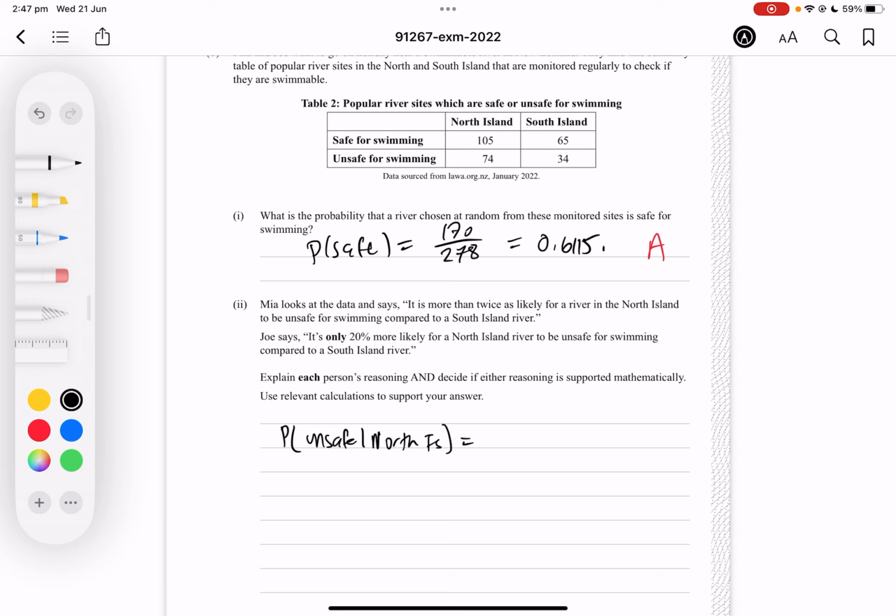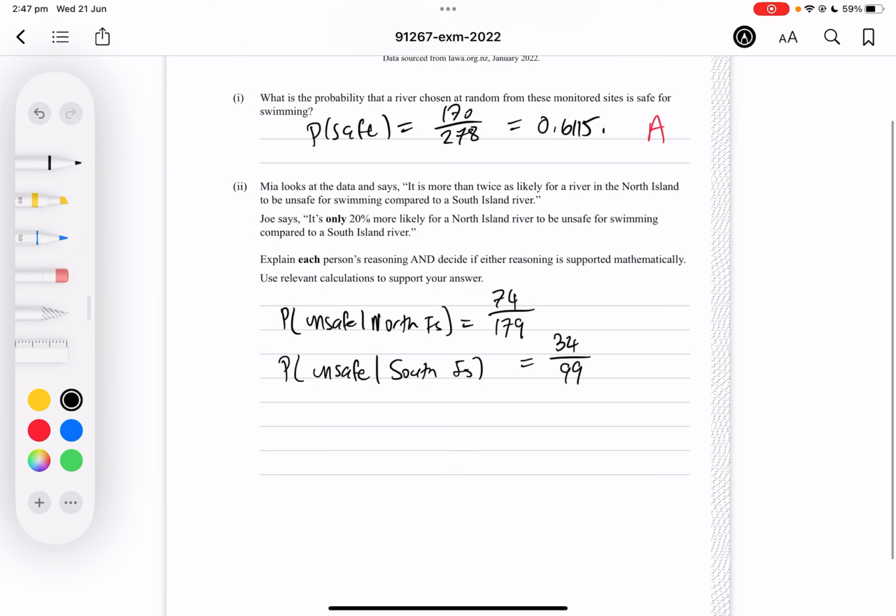And that will be equal to 74, so unsafe over the total, which is 179. And we're going to look at P unsafe, given that it's a South Island. That's equal to the total unsafe, which is 34, over the total number of rivers, which is 99. Yeah, it's 99. And then we're going to compare the two risks by dividing them to find the relative risk.